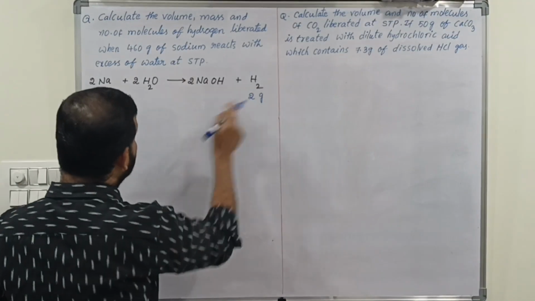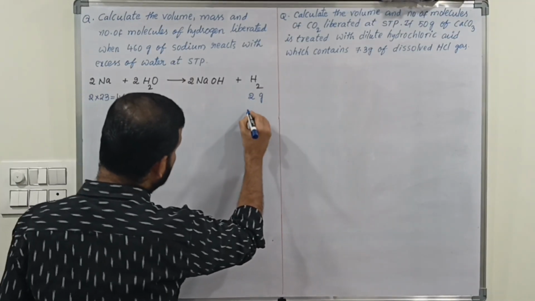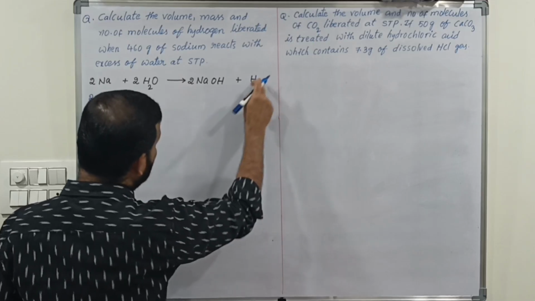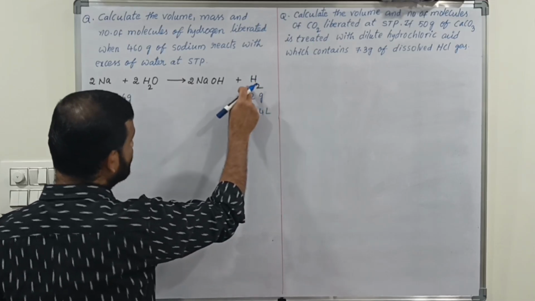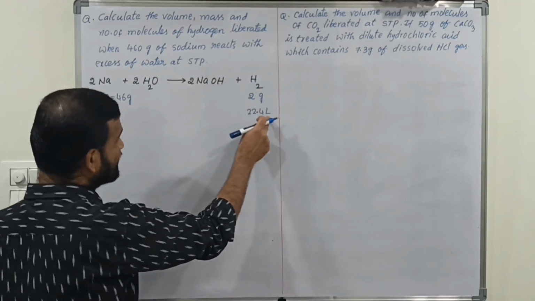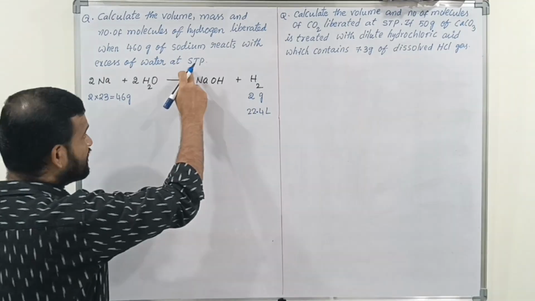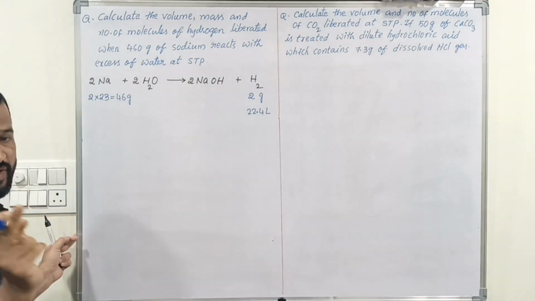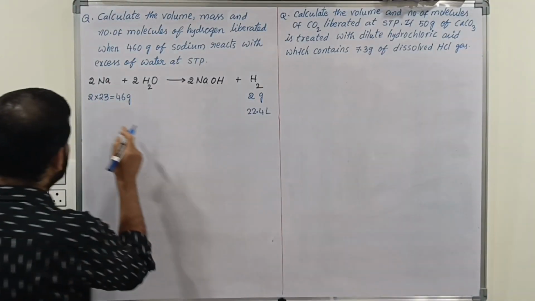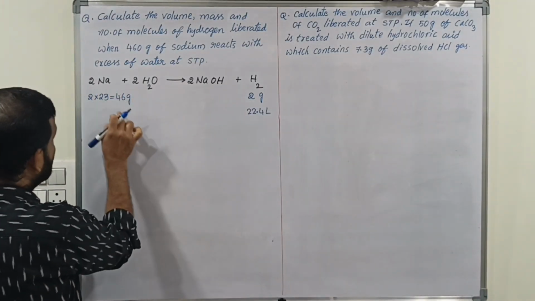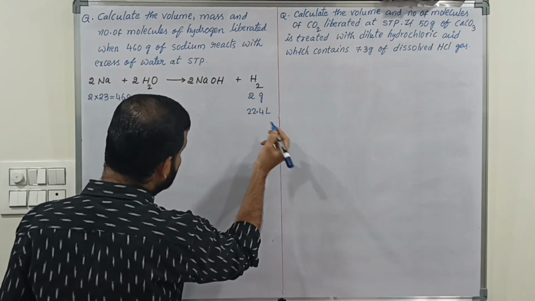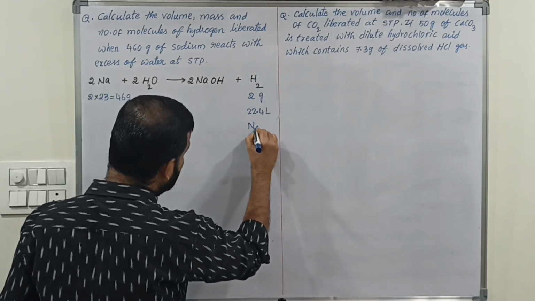And at STP, how much volume does it occupy? 22.4 liters, for 1 mole of H2. Here how many moles of H2 gas are given? 1 mole. So 1 mole of any gas occupies 22.4 liters at STP. STP means standard temperature and pressure, that is 273.15 Kelvin and 1 atmosphere pressure. Next, 46 grams of sodium gives how many H2 molecules? That is Avogadro number of H2 molecules.